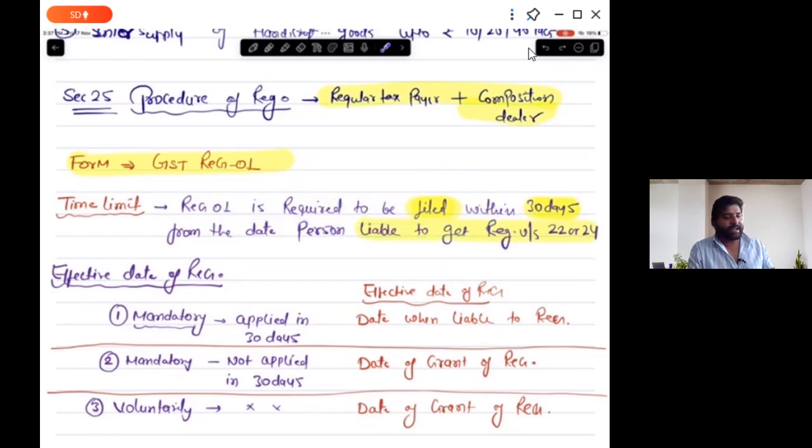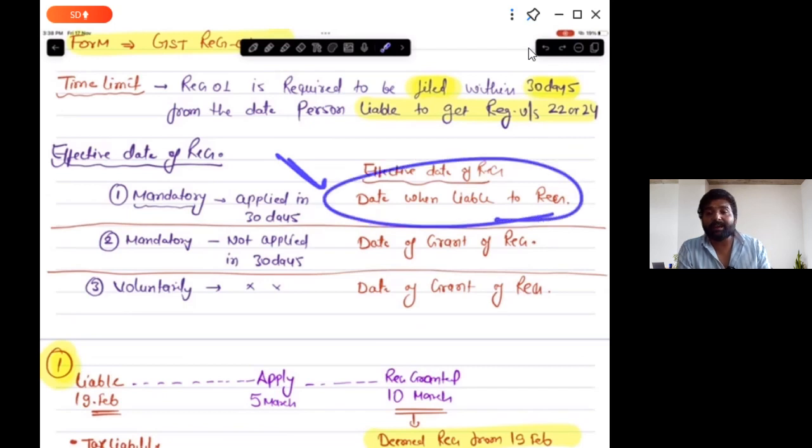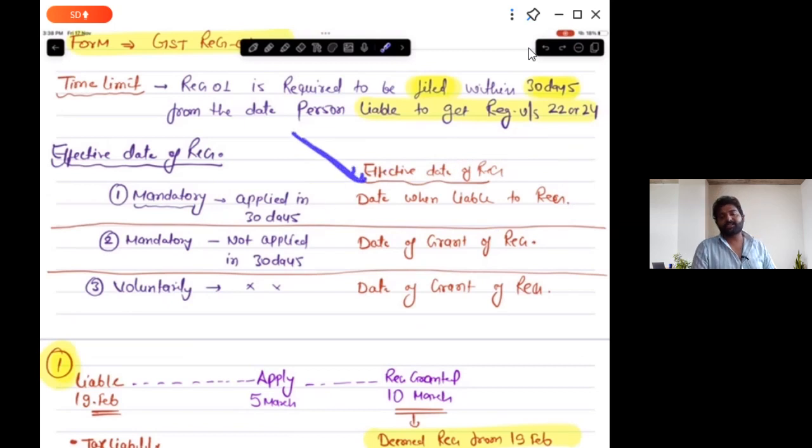Great. Next, sir, what is the effective date of registration? Now, this is very interesting. What I told you right now is that I need to get registered within 30 days. So if I have applied within 30 days, I will be registered from the date I am liable to get registered. This is again very interesting. So I will get the retrospective registration. For example, I am liable from 1st July and I got registration on 15 July, then I will be deemed registered from 1st July. अगर मैं 15 जुलाई को भी मेरा GSTIN नंबर आता है, मैं बाय डिफॉल्ट 1 जुलाई से रजिस्टर्ड मान लिया जाऊंगा.